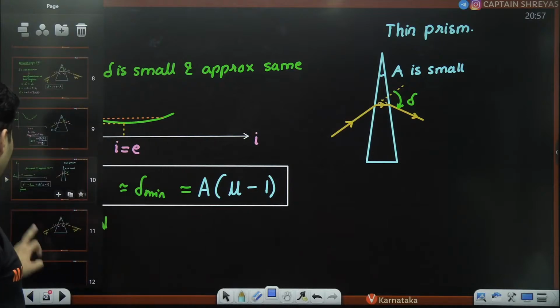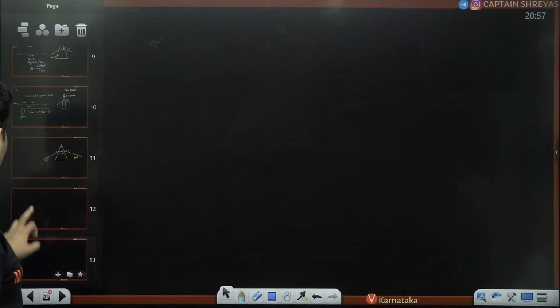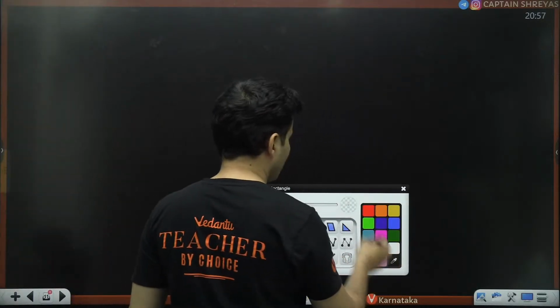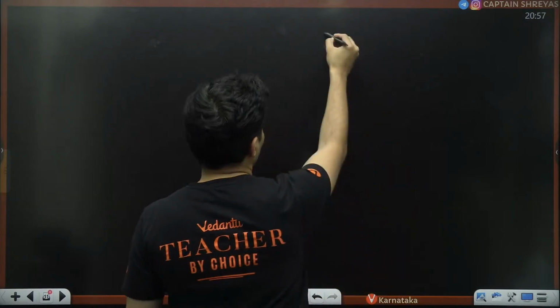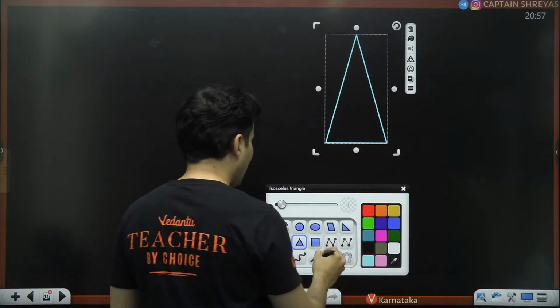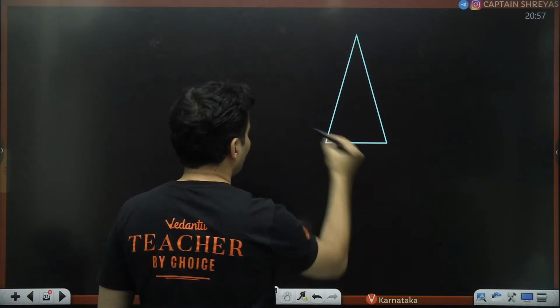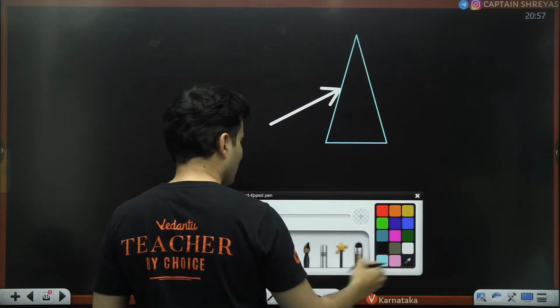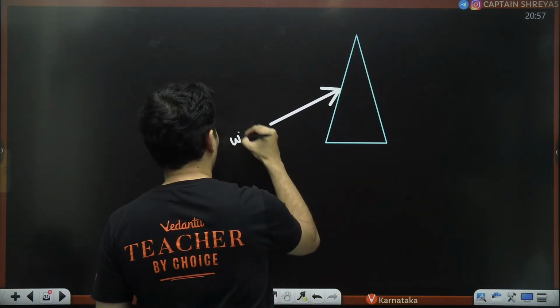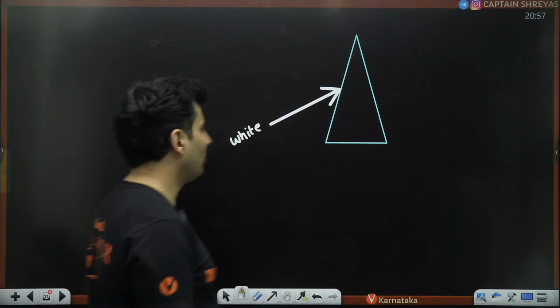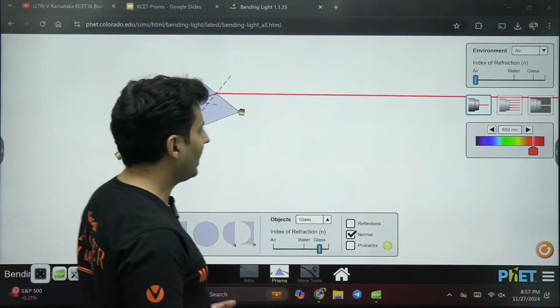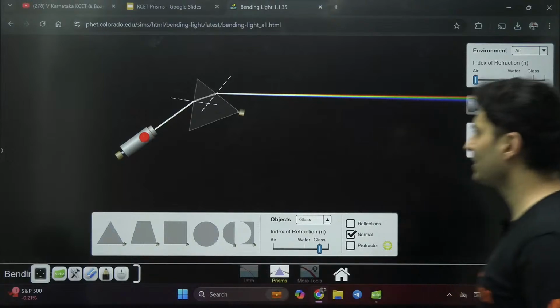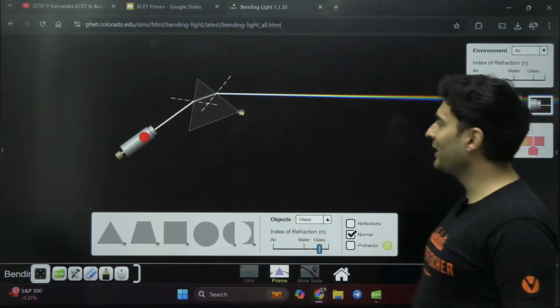The last point in prisms is, say, this is your prism and you have white colored light. You have basically white light falling onto it. What do you think will happen? Let's have a look at it by actually making white light fall onto this. See this. It's a beautiful thing which is happening.